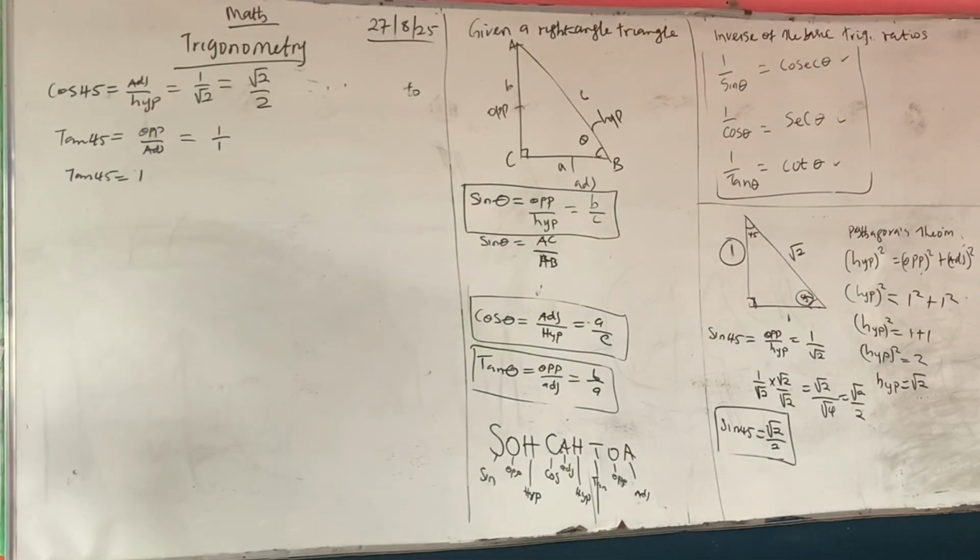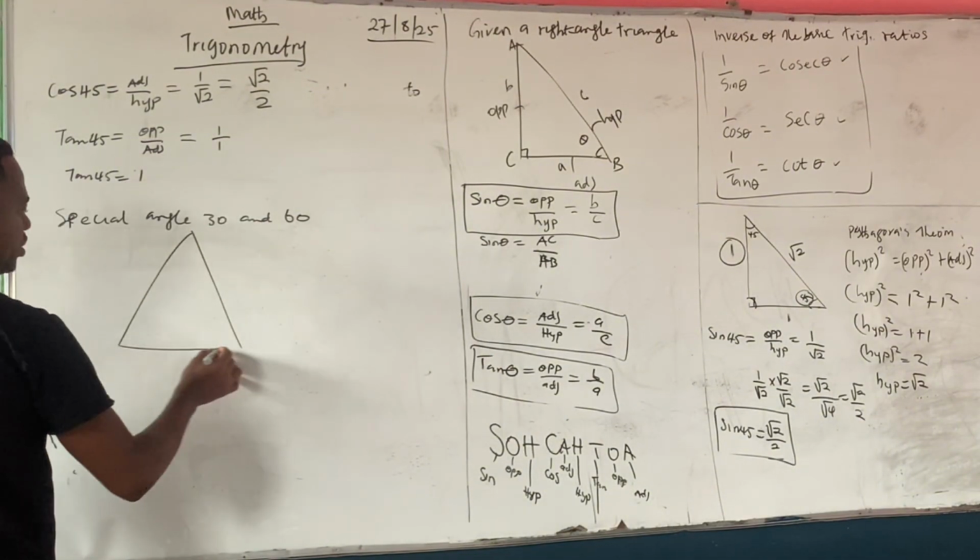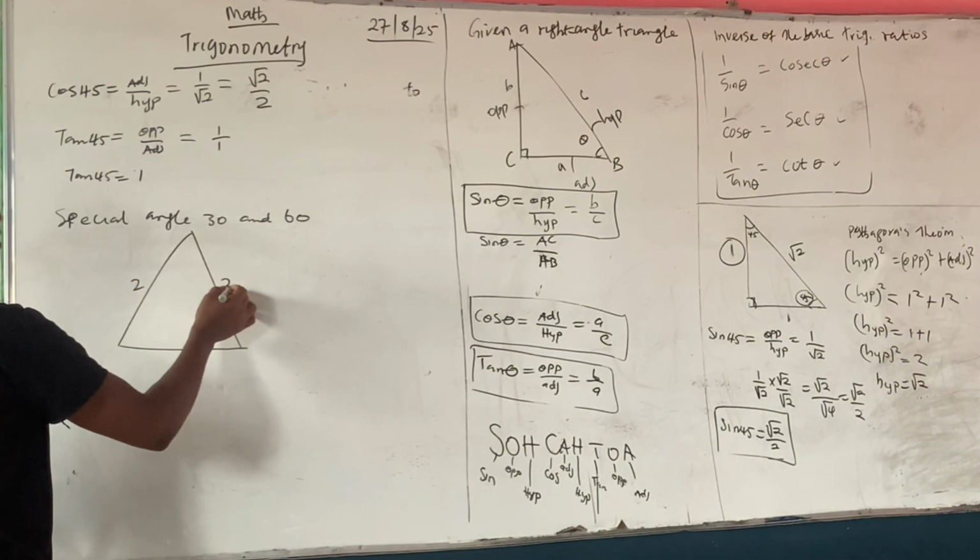For us to get the trigonometric ratios for 30 and 60, we use an equilateral triangle with sides 2 units.